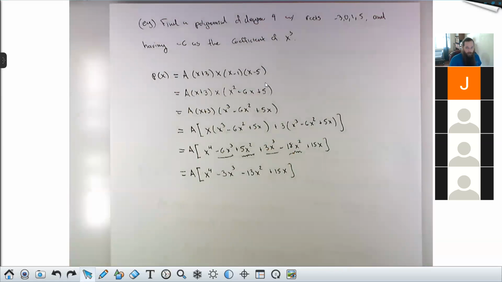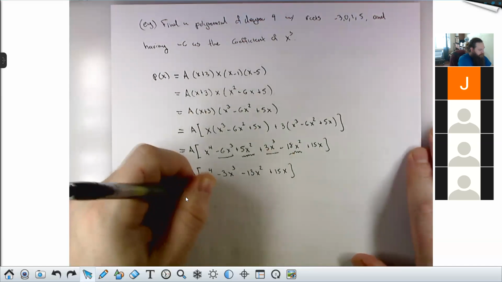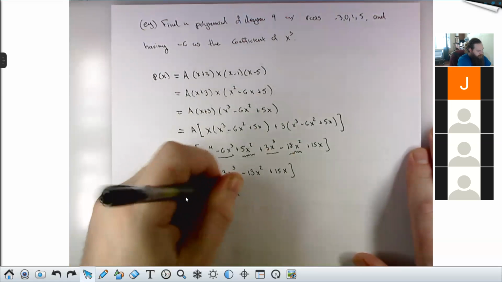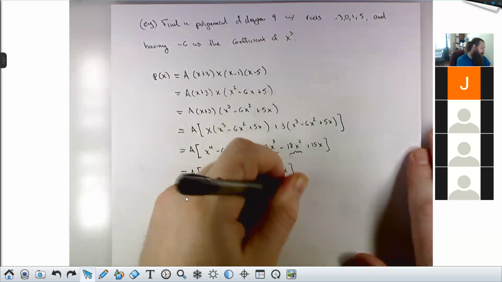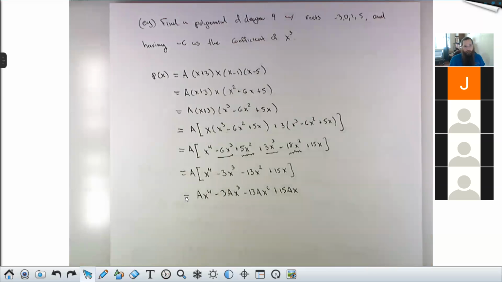So finally, all the polynomials that have these roots and are of degree 4 would be of the form ax to the 4 minus 3ax cubed minus 13ax squared plus 15ax. Distributing the A. Now we're almost done. They said negative 6 should be the coefficient of x cubed. So what's the coefficient of x cubed here? Well, here's the x cubed term, and it's important that we multiplied everything out and gathered all the terms, otherwise I wouldn't really know. They're telling me the coefficient, which here is negative 3a, should be equal to negative 6.